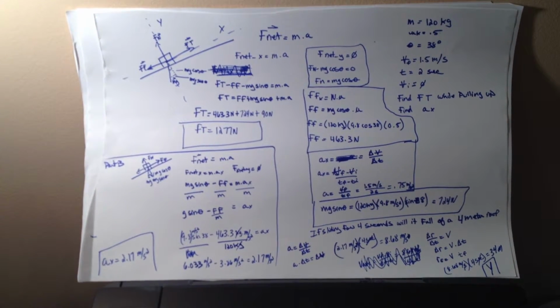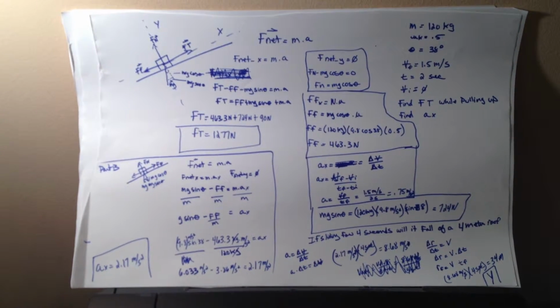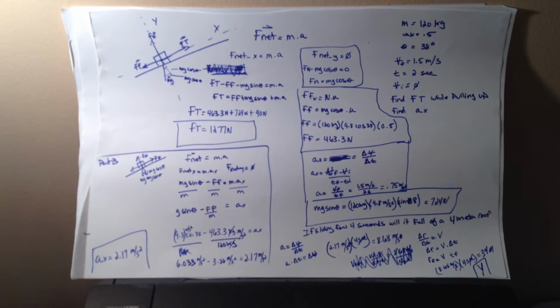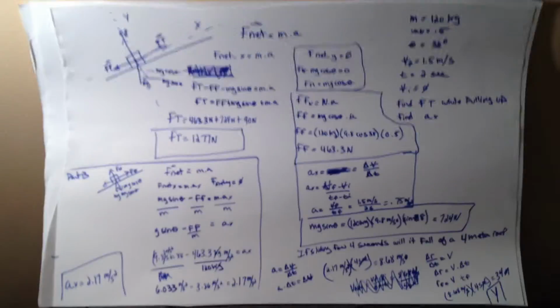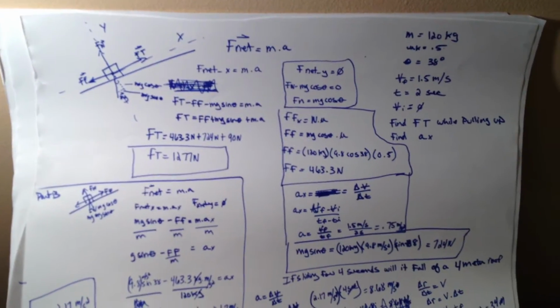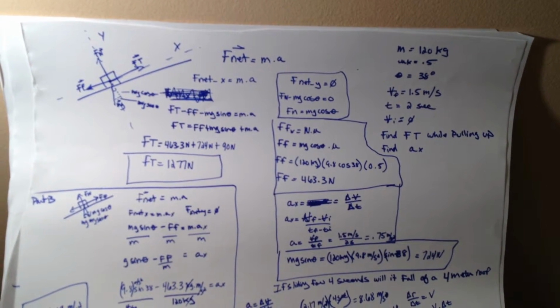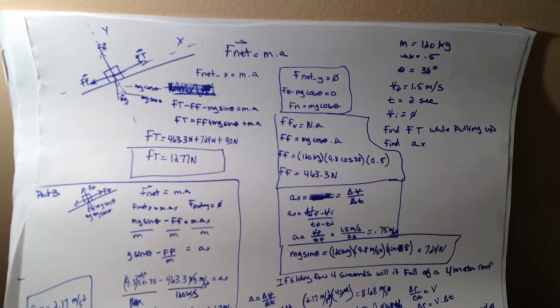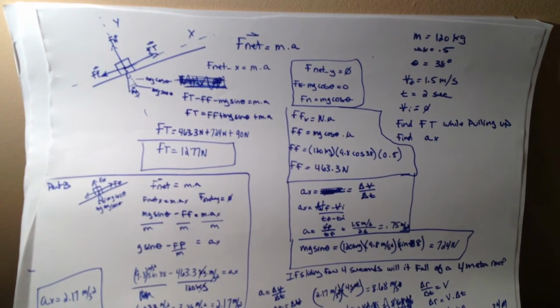We want to find the tension on the rope while it's pulling up, and find the acceleration while it's pulling up, because we're not doing a constant velocity. Here we drew a diagram with the force of tension being pulled up the roof, the force of friction pulling against it, the normal force pushing up against the roof, and mg pulling down.